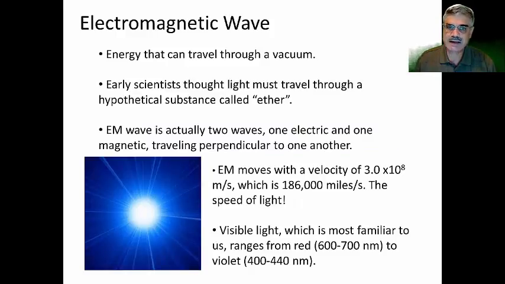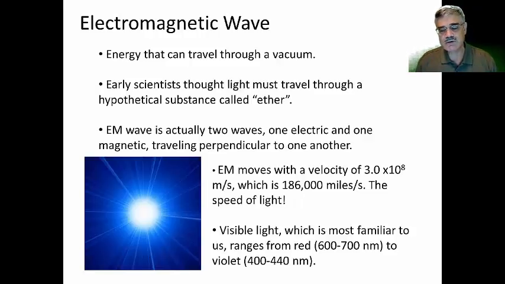Well, what is an electromagnetic wave? What is light? An electromagnetic wave is energy that can travel even in the absence of a medium, meaning that it can travel even through a vacuum. Now, electromagnetic waves and light can travel through solids such as glass or liquids such as water, and of course through gases such as air. But an electromagnetic wave can also travel through a vacuum. That is, it does not need a carrier.